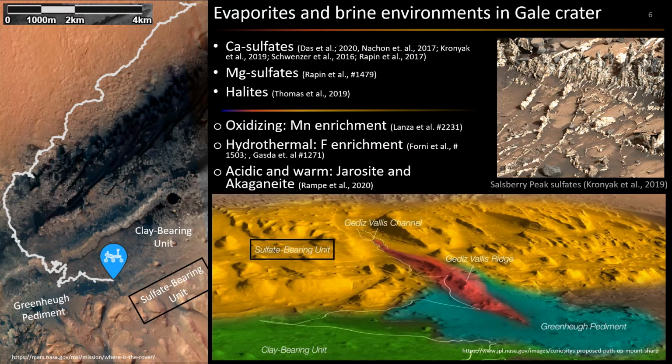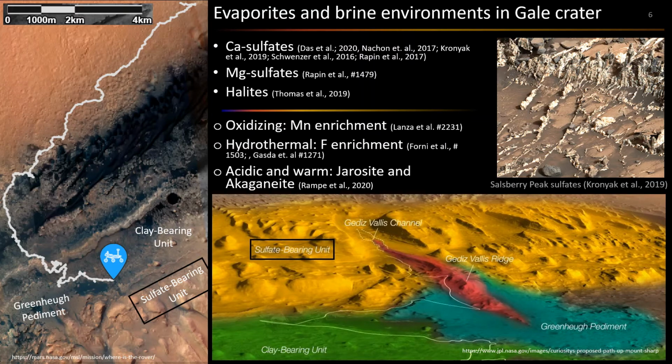We've also observed the presence of minerals like alunite and jarosite, which indicate a possible acidic warm environment. Now, this is not an exhaustive list of observed evaporite phases and environments, and all these phases and environments may not even be linked to each other and may point towards multiple generations of fluid activity.